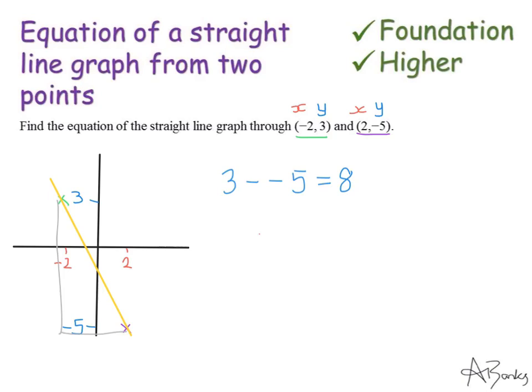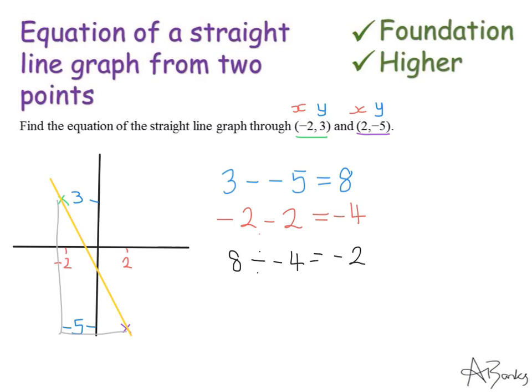Now I have to find the width of my triangle, so I can see the width is the difference between the minus 2 and the 2 here. I've done 3 take away minus 5, so I have to do minus 2 take away 2. I have to do it in the same order for my y's and my x's. Minus 2 take away 2 is minus 4, so my gradient is my height divided by my width, which is minus 2.